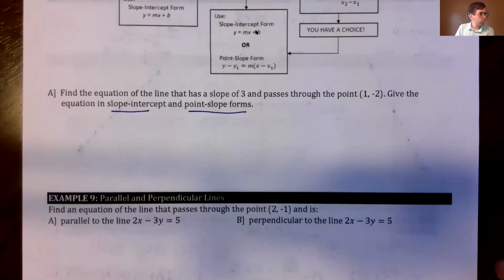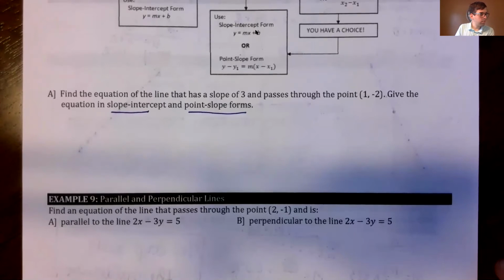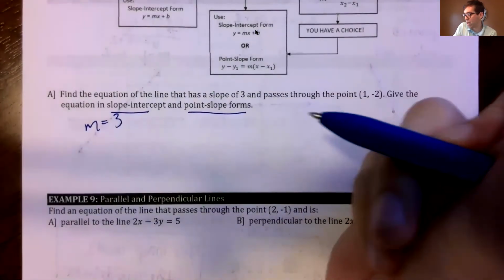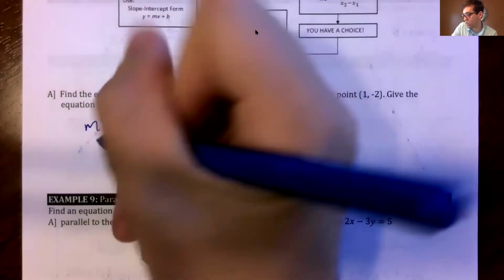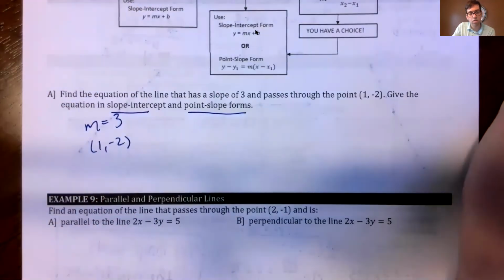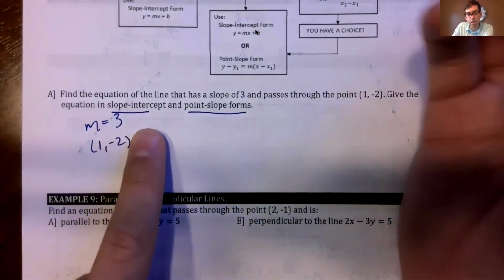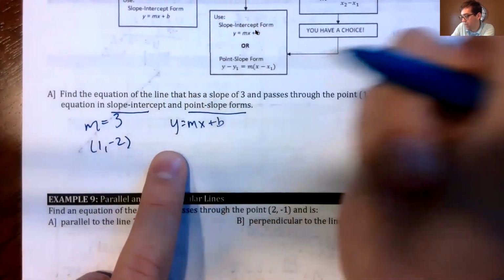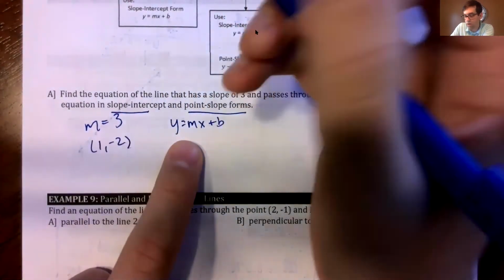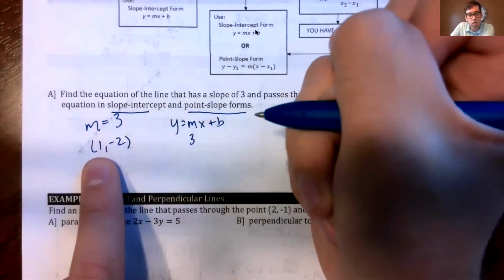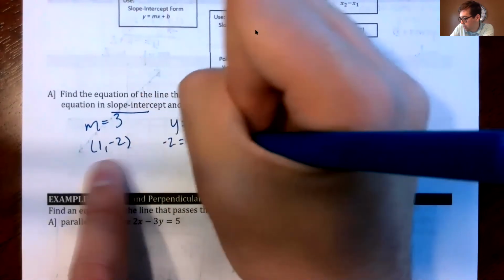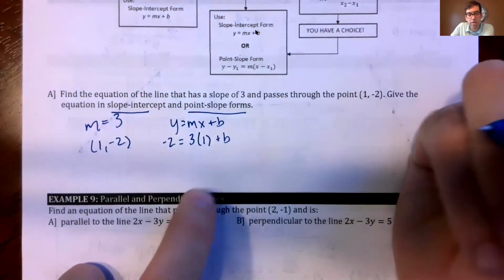So let's start with the slope-intercept form. We have that the slope is 3. That's given to us in the question. And we pass through the point (1, -2). So if we use slope-intercept form from the start, we're going to start with y equals mx plus b. And the process is that you plug the 3 in for m, you plug the (1, -2) in for x and y temporarily, so that you can find the b.